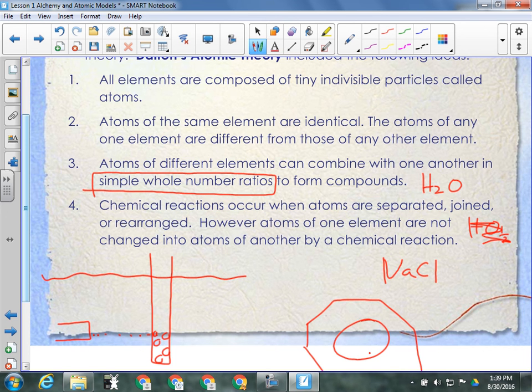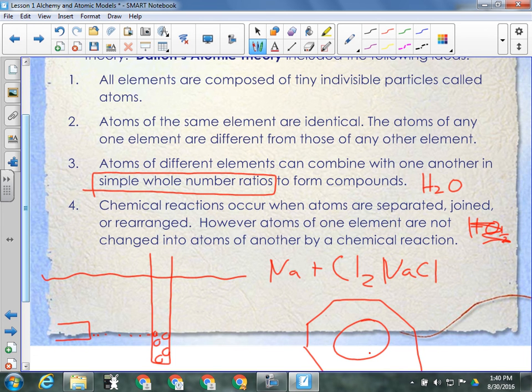All right, the 4th thing was the death blow for alchemy. Once Dalton understood that number 3 happened, number 4 was intuitive. Chemical reactions occur when atoms are separated. So if I took sodium chloride and broke it apart, I would have sodium and chlorine. I'd have 2 separate elements. So molecules can be broken apart.